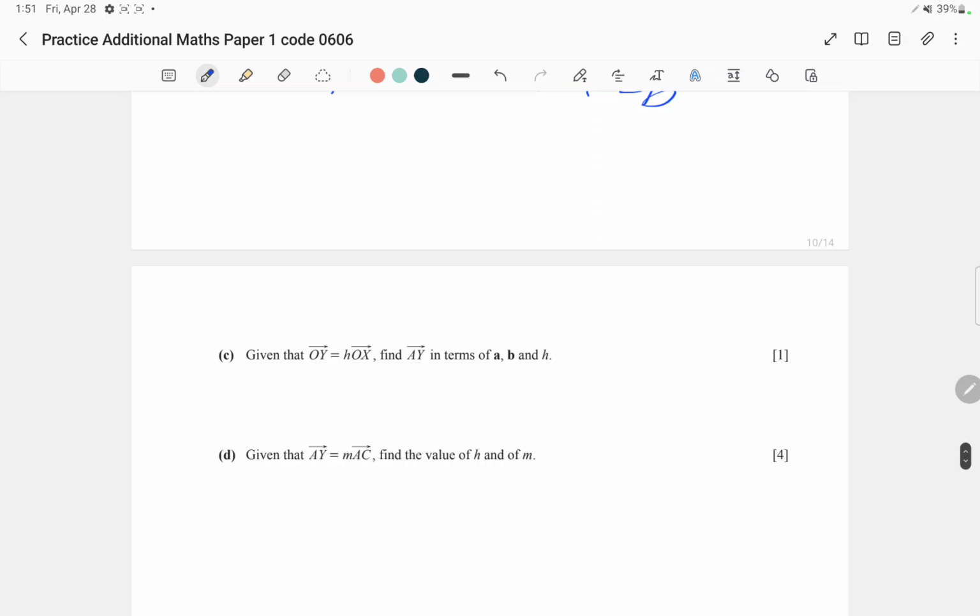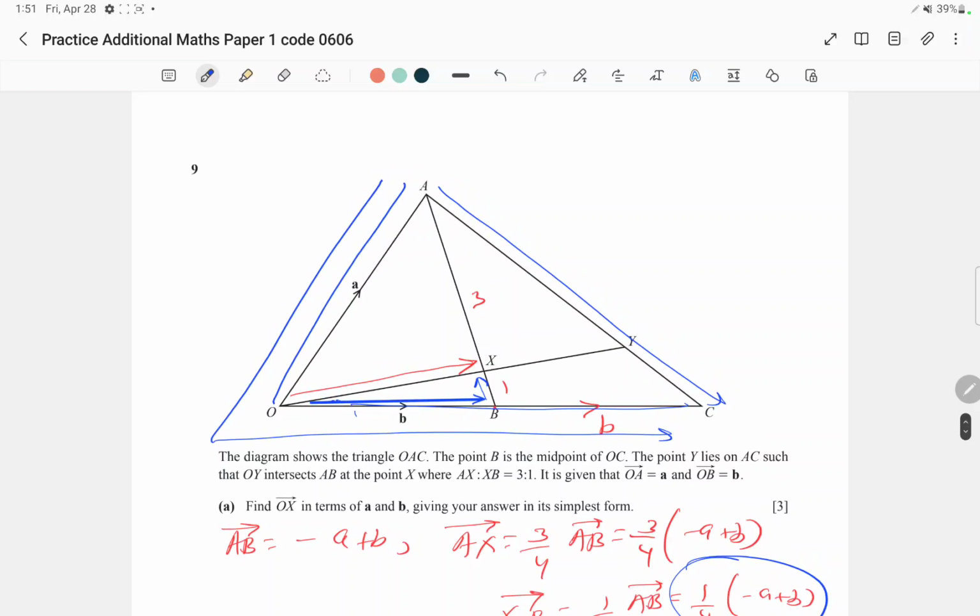Okay, given that OY is h OX, find AY in terms of A, B and h. OY is h OX. Now erase these.